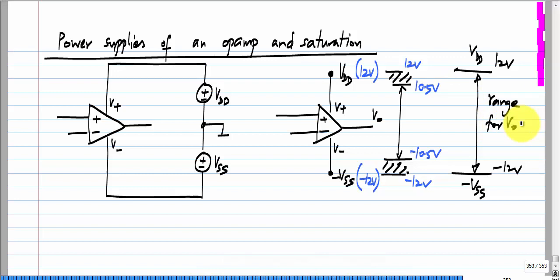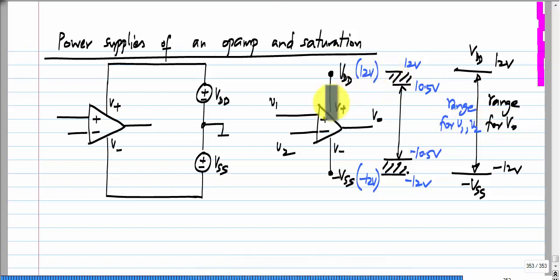Now, in addition to this, if I call the input voltages V1 and V2, each of V1 and V2 has to be also limited to some range. Again, in absence of any further details about the op amp, if we are not talking about a specific op amp, but we are solving problems in general, then we can think of V1 and V2 also being limited to the same range. Okay. So, this is the range for V1 and V2.